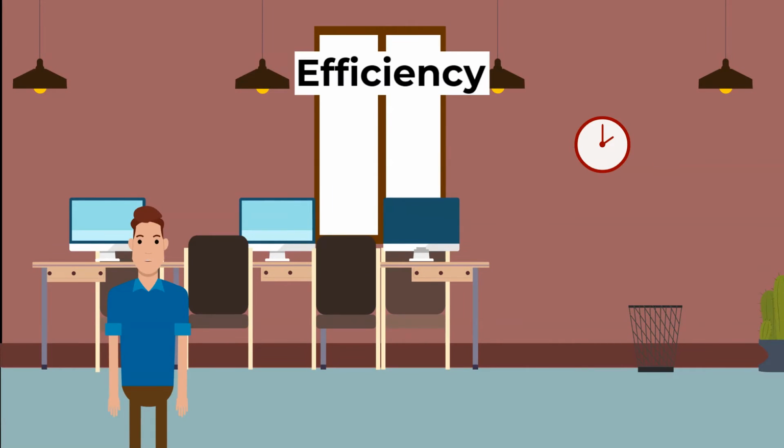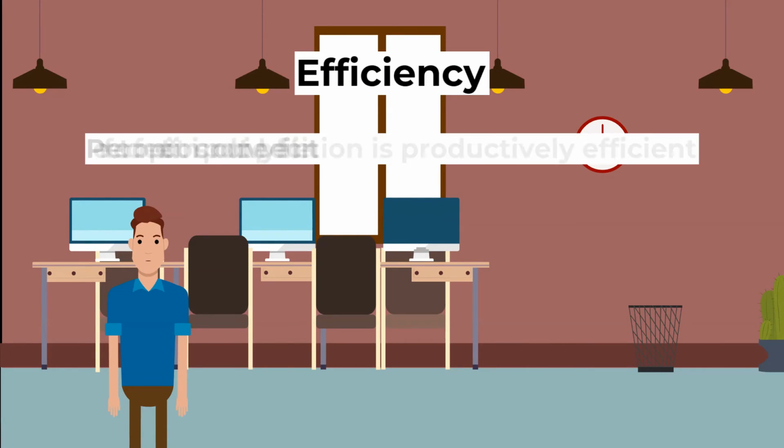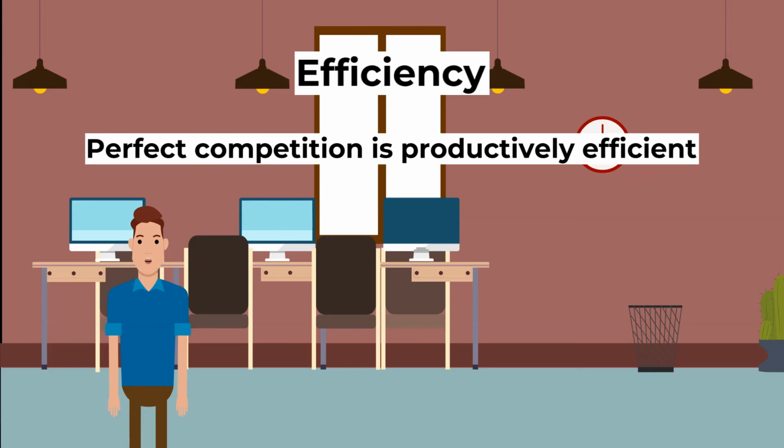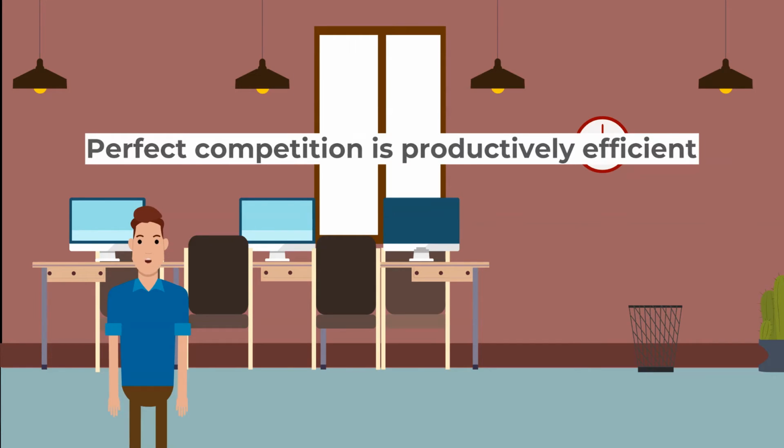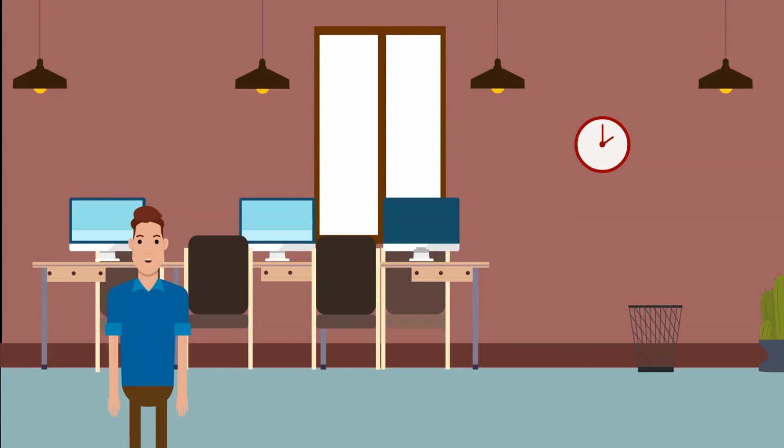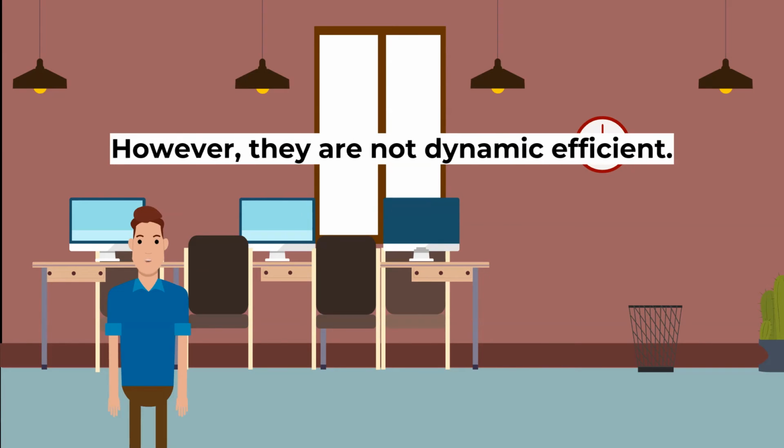So, how does this relate to efficiency? Perfect competition is productively efficient since they produce where MC equals AC. They are also allocative efficient since they produce where P equals MC. Thus, they are static efficient. However, they are not dynamic efficient.